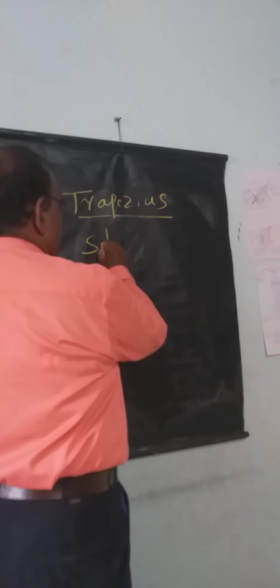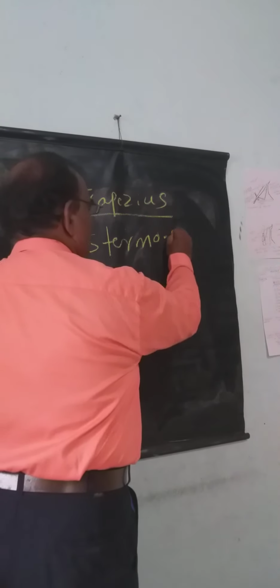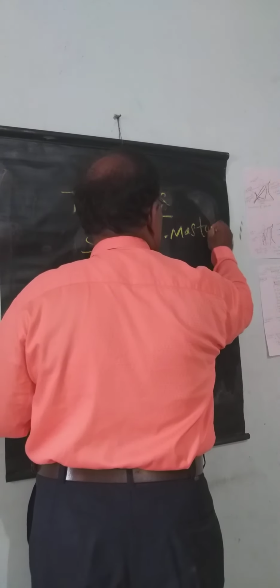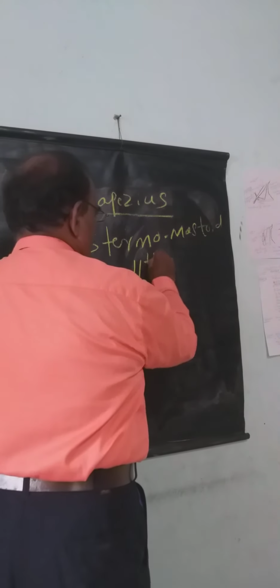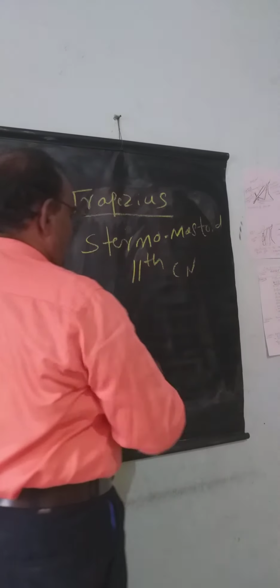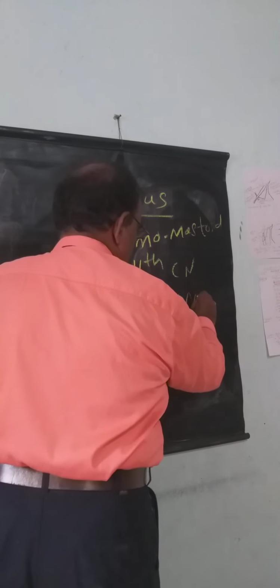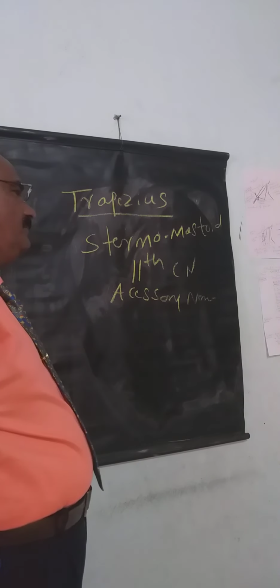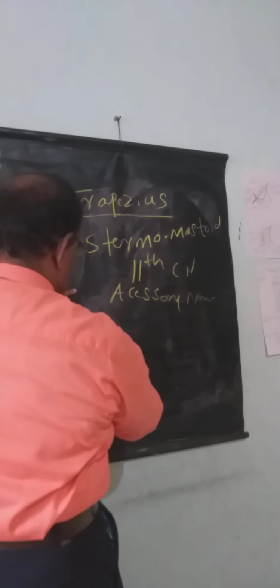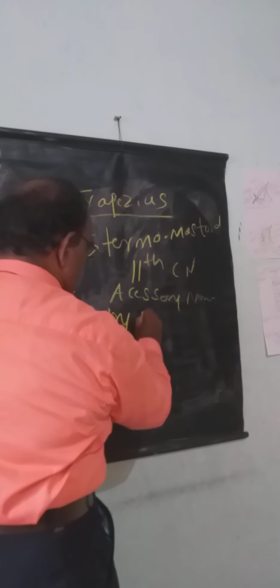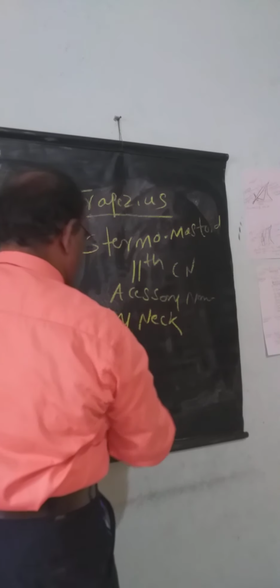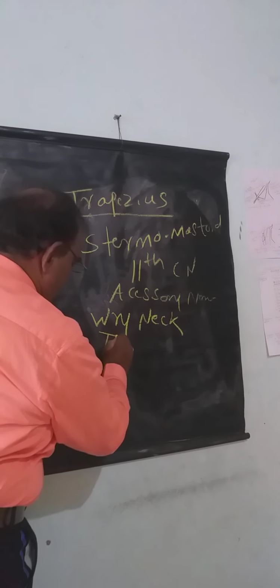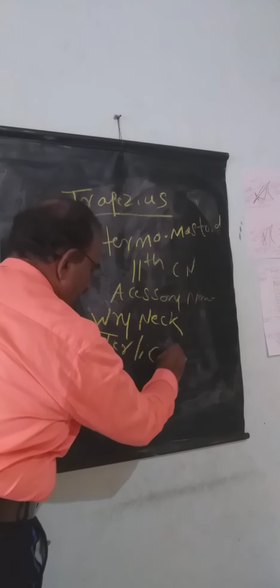The trapezius and the sternomastoid are both supplied by the 11th cranial nerve, that is the accessory nerve. This has to be borne in mind. If there is something wrong in the supply, it is the condition called wry neck, or torticollis.